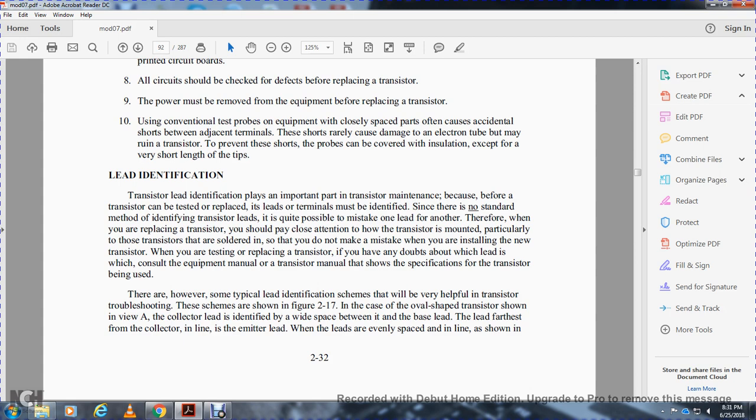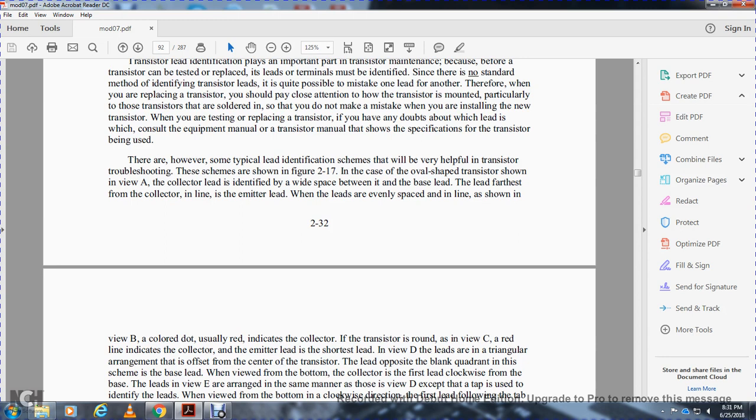There are, however, simple typical lead identification schemes that will be very helpful for transistor troubleshooting. These schemes are shown in Figure 217. In the case of the overall shape, the oval shape of the transistor is shown in view A, with the collector lead identified by a wide space between it and the base lead, and the lead farthest from the collector in line with the emitter lead.